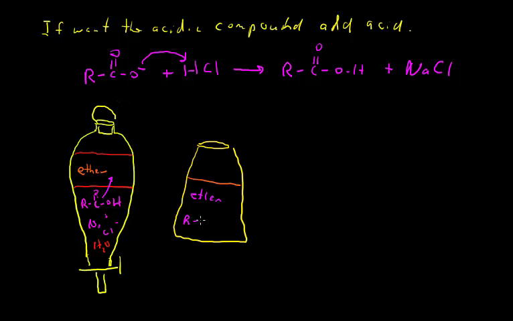And our isolated carboxylic acid. To completely isolate the carboxylic acid is very easy. You just evaporate the ether. So this is how you can take advantage of the acidic properties of certain compounds, carboxylic acids, acidic alcohols, and so forth, to purify them by extraction.